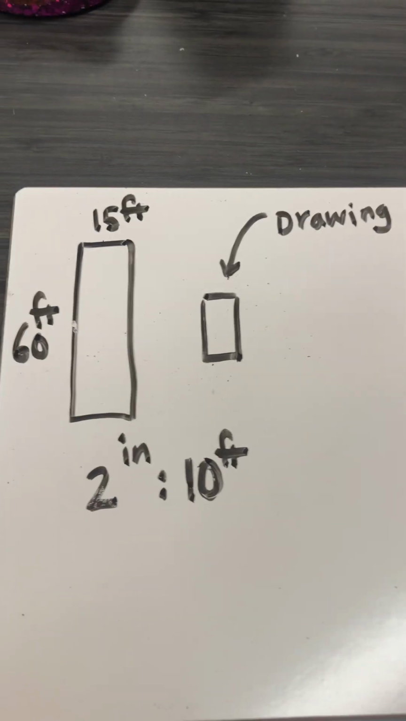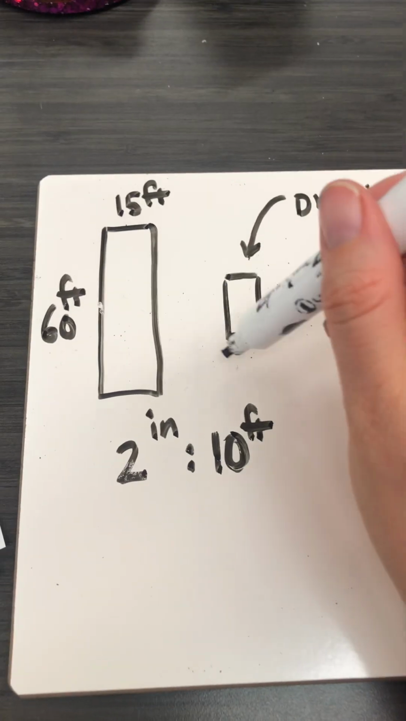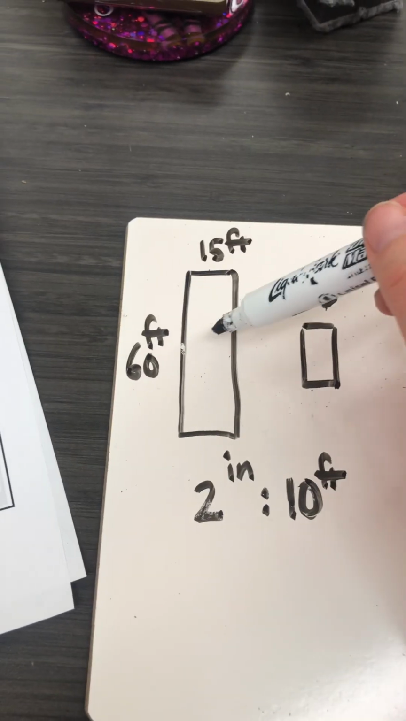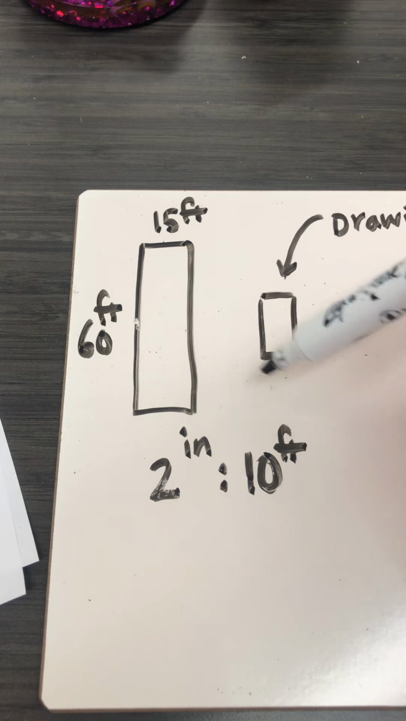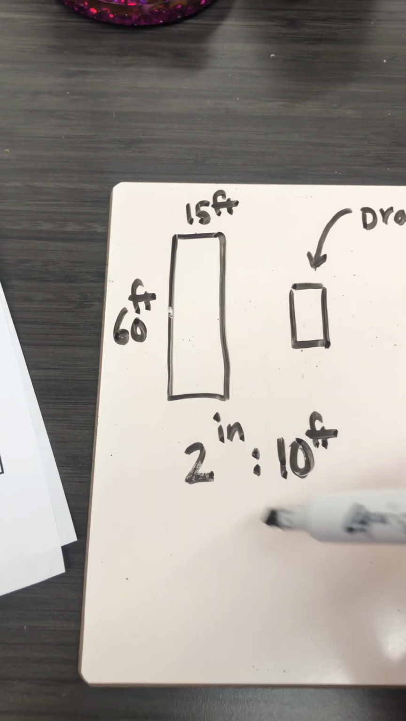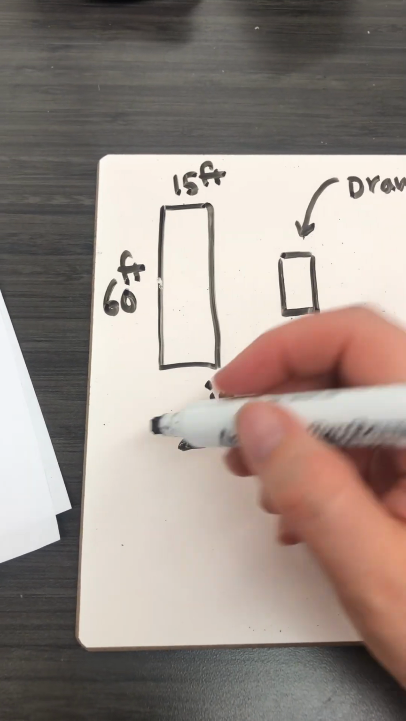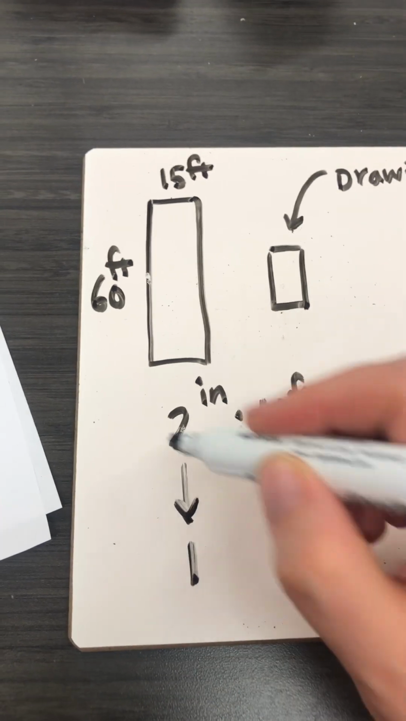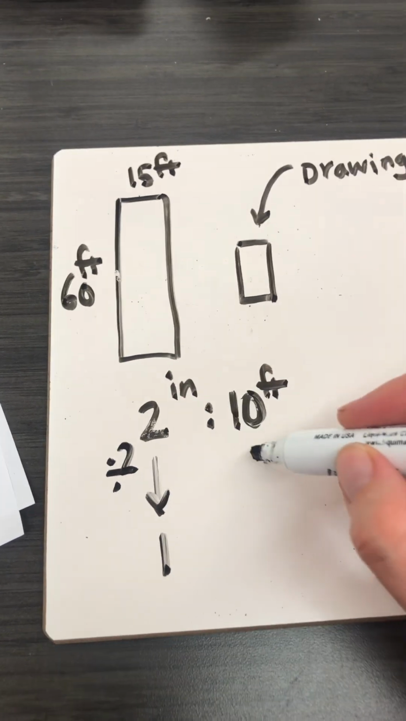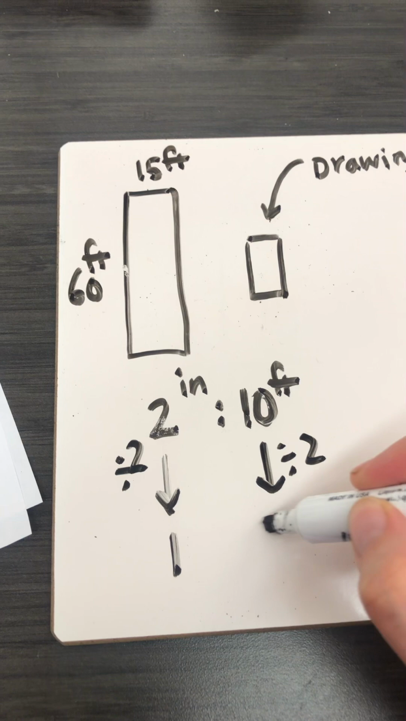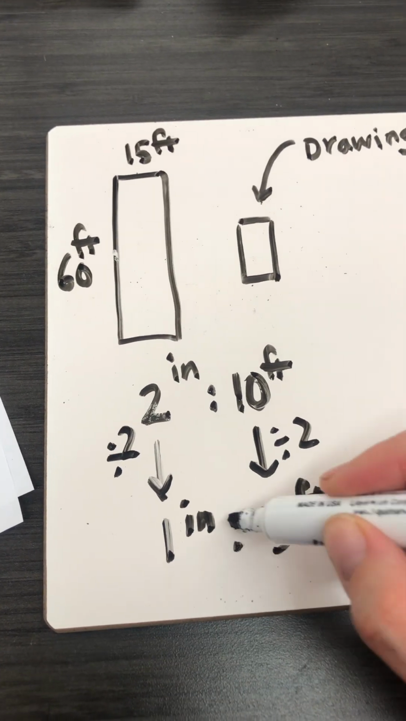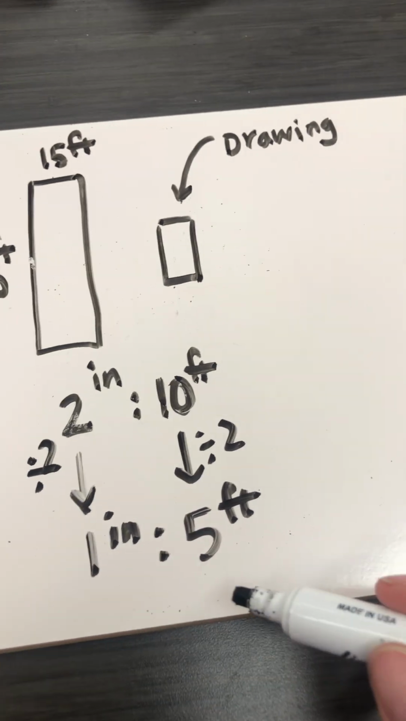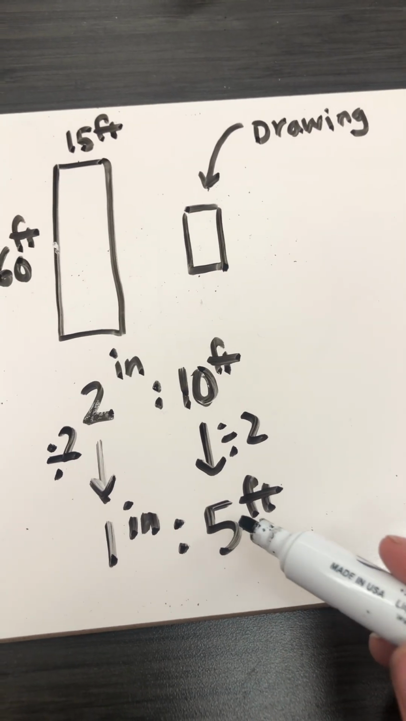So I have the map drawn here, but instead of a tower, I just drew a rectangle. So this is the real tower, 15 by 60. And the drawing of it has no measurements, but we have this information. I can go ahead and simplify these, divide them by 2, and that is going to turn it into 1 inch to 5 feet. 1 inch representing 5 feet on the real tower.